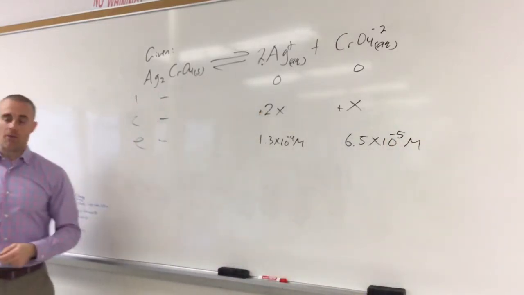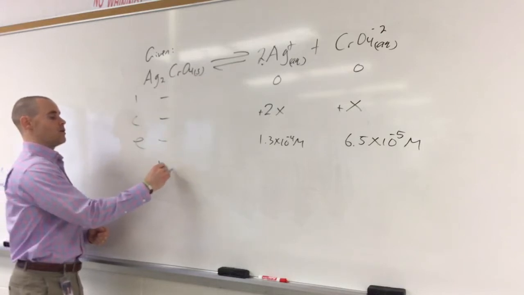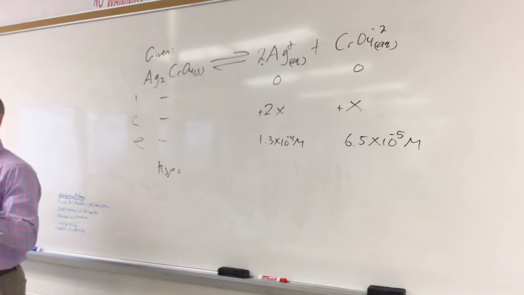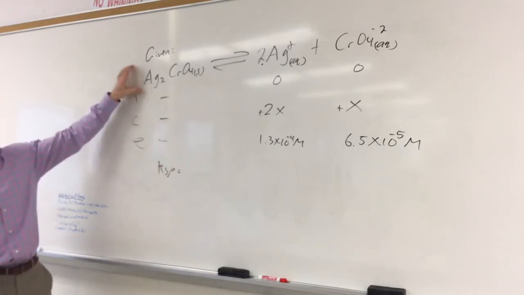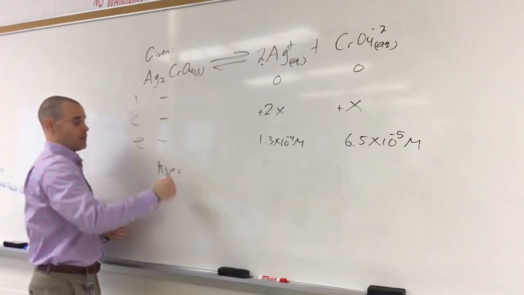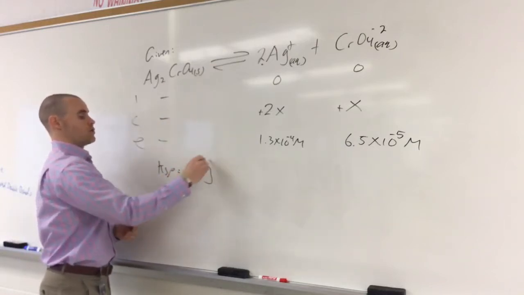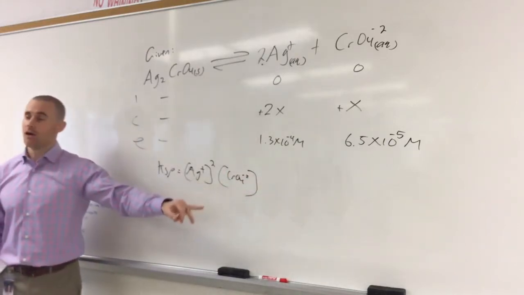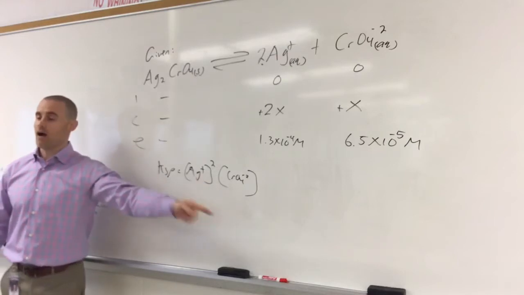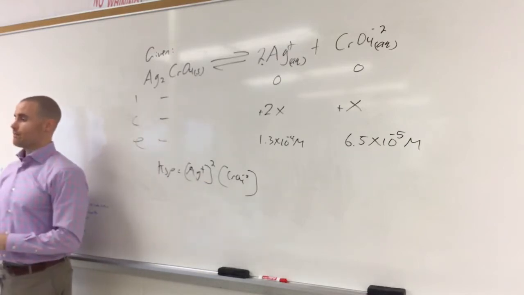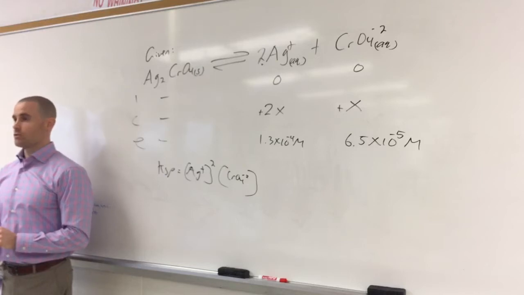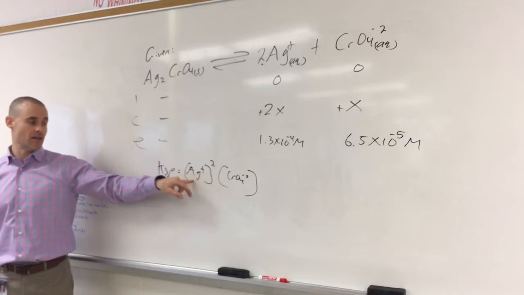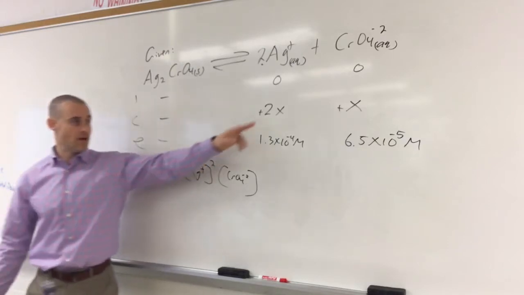Now, here's the tricky part that some students forget. Sometimes on the AP test, they'll have you just write the KSP equation, and you get a point for that. It's pretty easy. If you know the reaction, you just write it down: Ag plus squared times CrO4 2 minus. There's your KSP equation. I always tell students to write that out, even if the question doesn't ask. Why? You remember to square it. Technically, this number in here is 2 times whatever x is, squared.